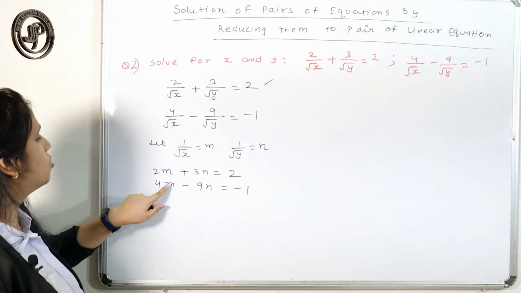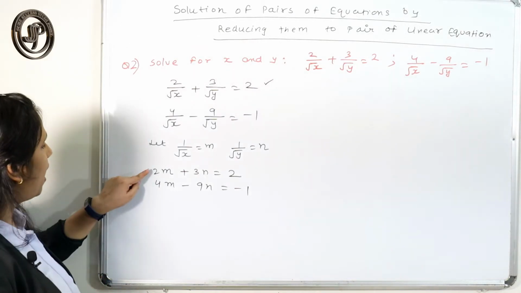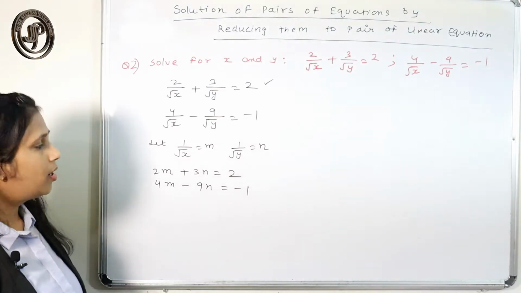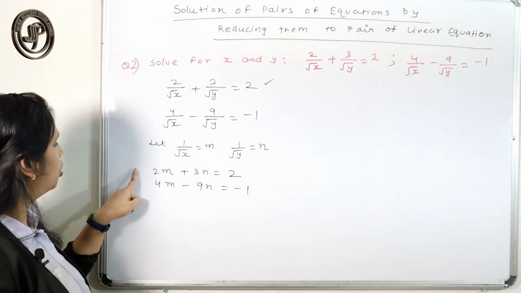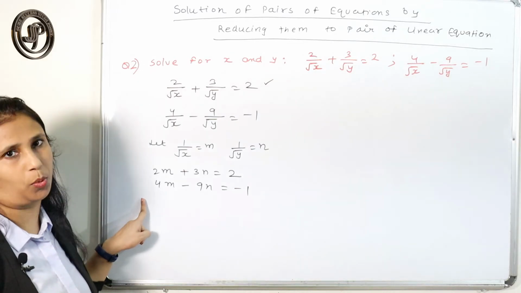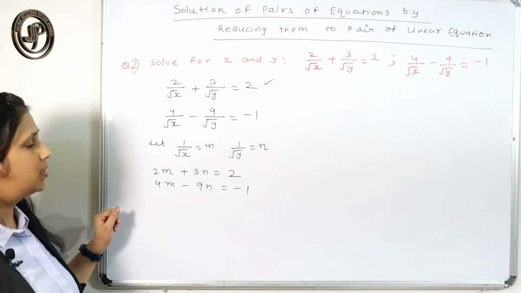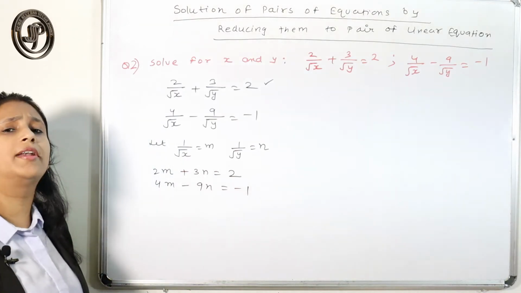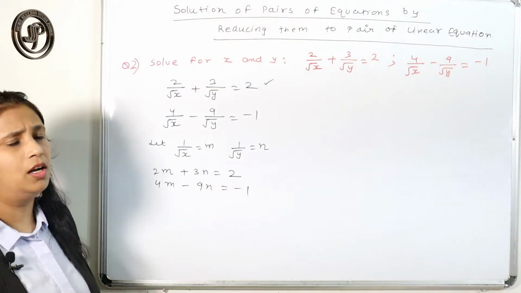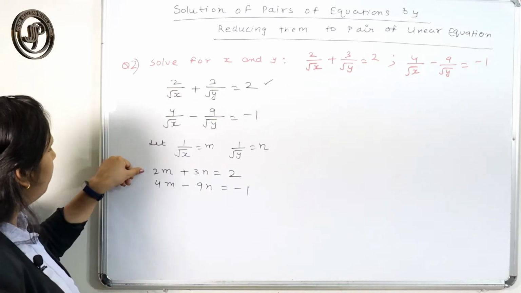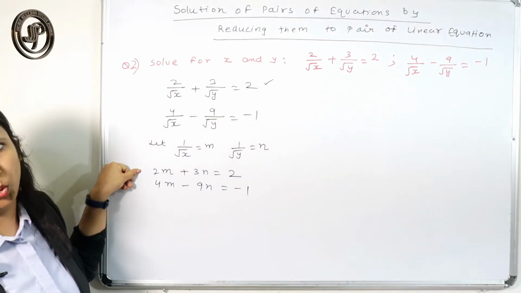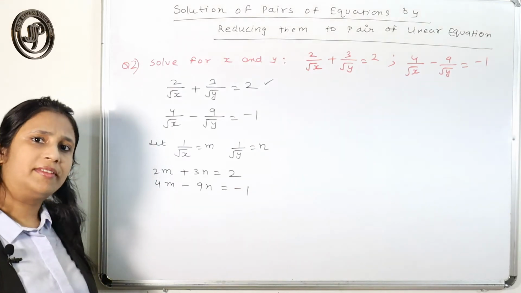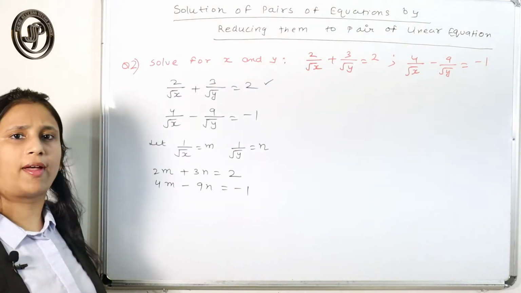Now I just want to eliminate m first. Then I have to make the coefficient of m the same. Then what will I do here? I have one option: I should multiply this equation by 4 and this equation by 2. But I can even take a smaller number and make the coefficient the same. How? If I just multiply this whole equation by 2, then my coefficient of m becomes equal. That is my purpose, to make the coefficient of m equal.